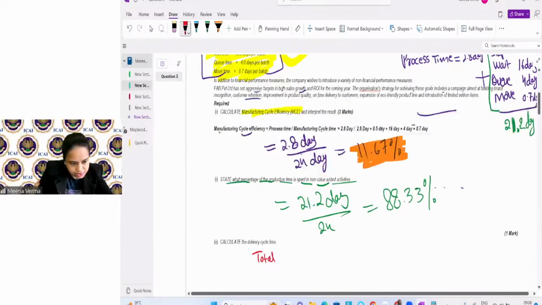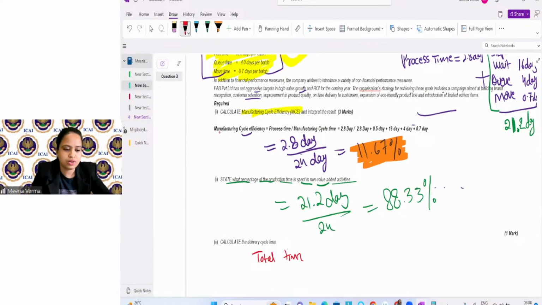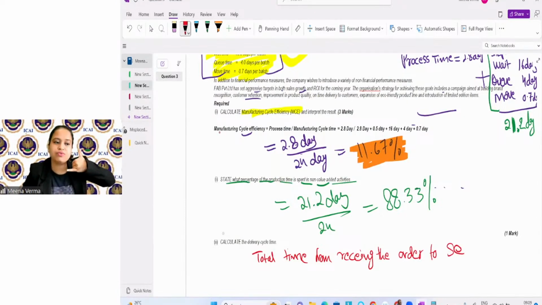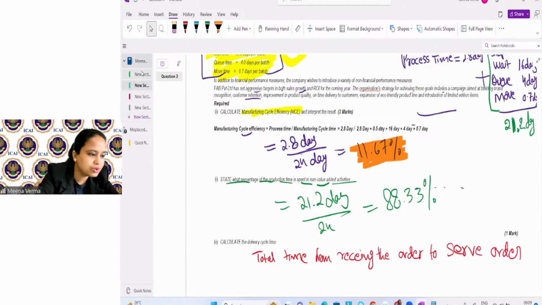Total time from receiving the order to deliver the order, to serve the order to the customer. From the time of receiving the order from the customer to serving the order to the customer, whatever time you are spending is the delivery cycle time. Let me show you in the graph also. Give me 1 minute. Let me show you.